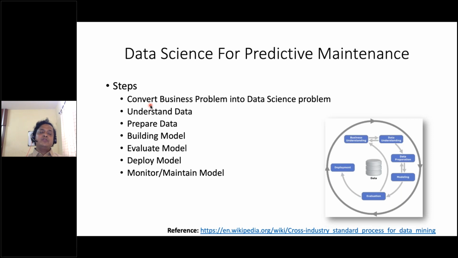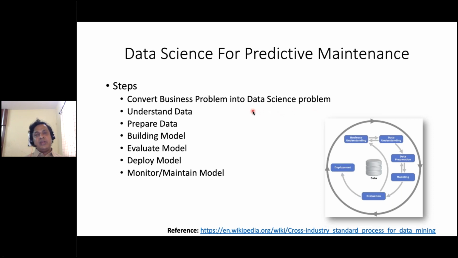Now, what happens when a business comes to a data scientist and says, well, I want to predict the failure of an asset in advance, and I also want to know the root cause of the failure? Well, that's a business problem. That's a typical business problem, because the business problem is linked with money. They understand that if this problem is solved, the company is going to earn some money, and probably will add some value to society. Now, that doesn't sound like a data science problem.